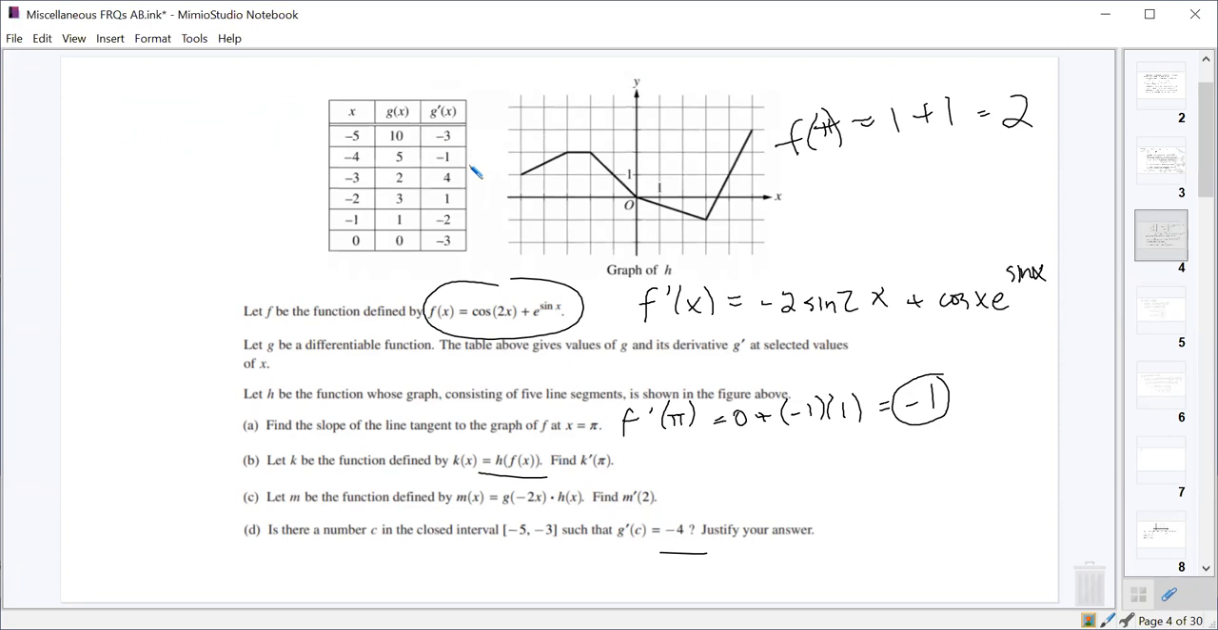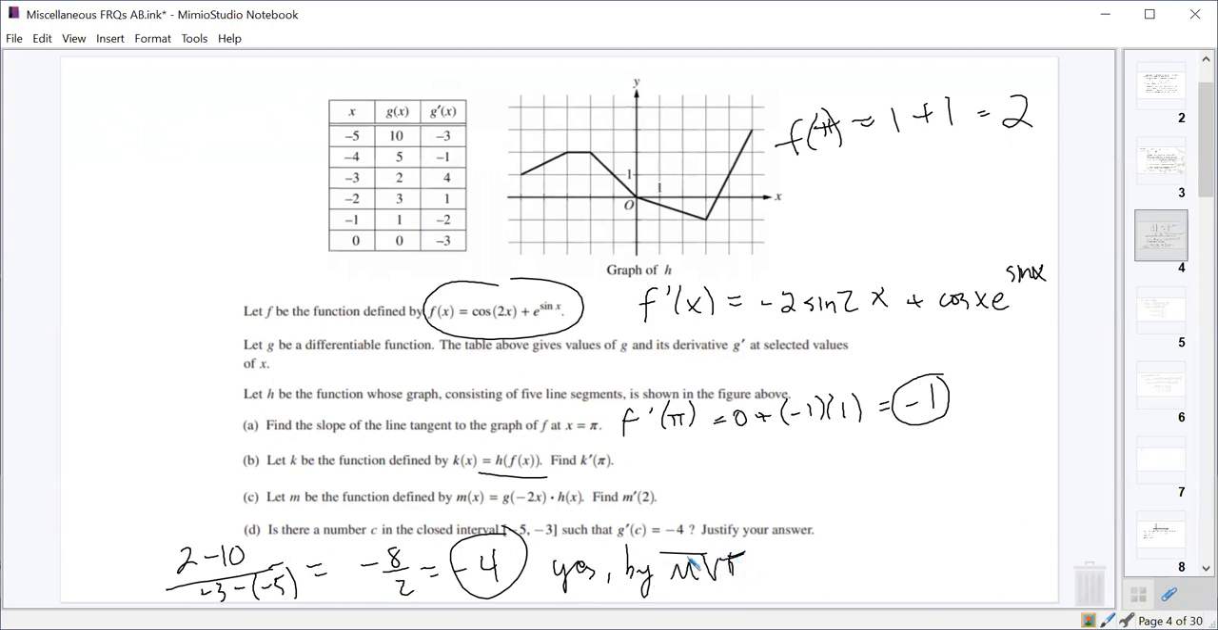So let's look at the mean value theorem. The mean value theorem says take the average rate of change on the interval, 2 minus 10, over -3 minus -5. That gives us -8 over 2, which is -4. So if g is continuous and differentiable, then yes, by the mean value theorem. And is g continuous and differentiable? We know that it's continuous and differentiable on that interval because g is a differentiable function.